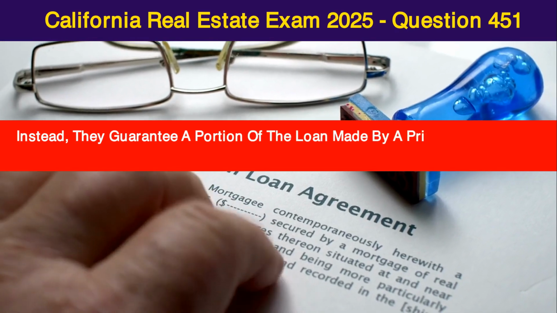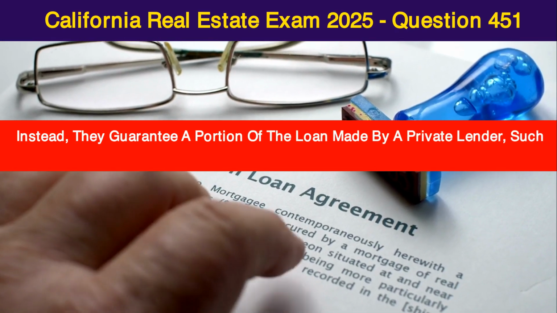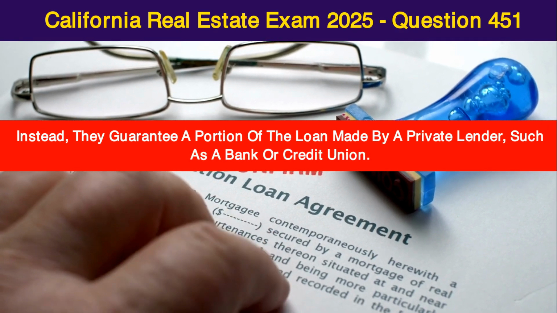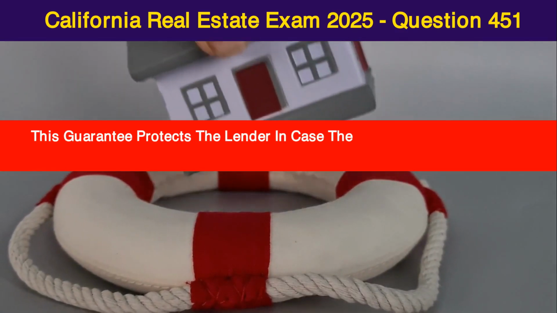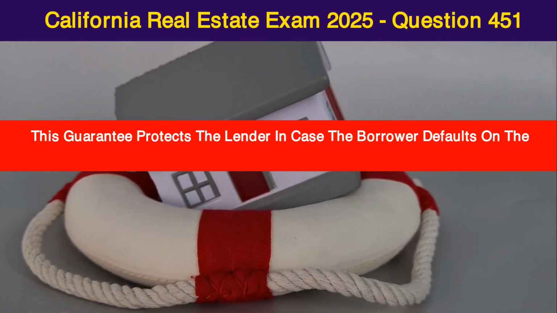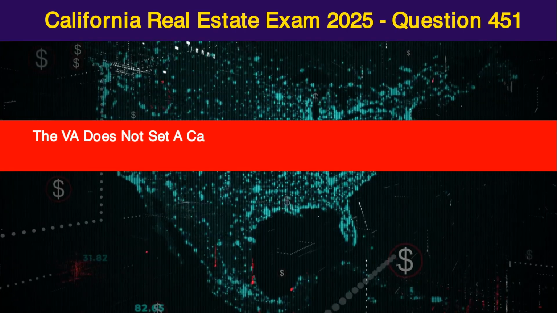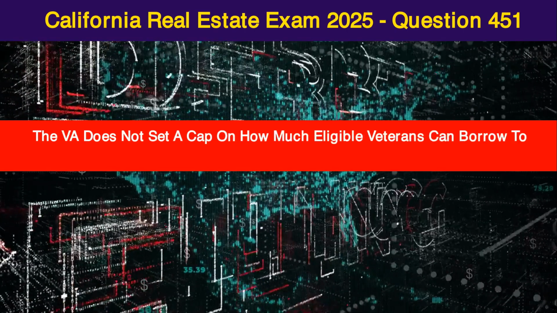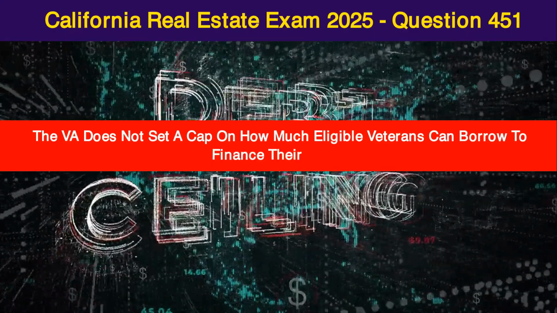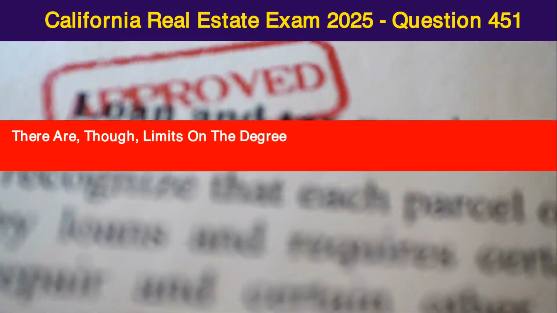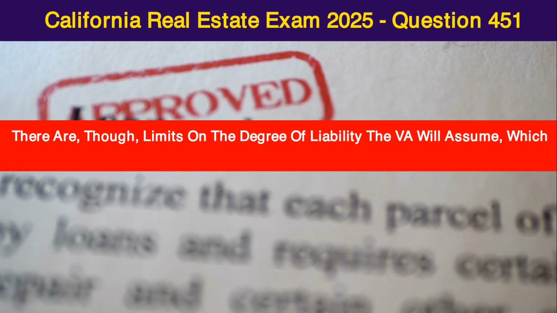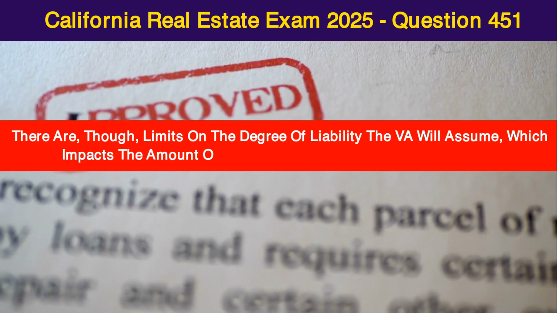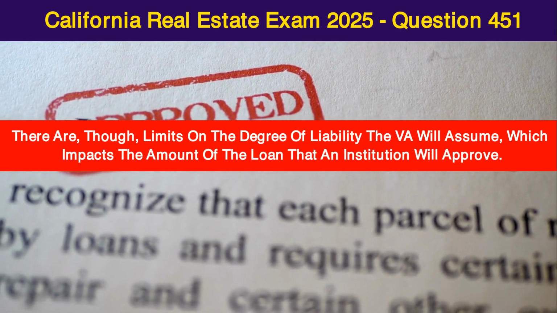Instead, they guarantee a portion of the loan made by a private lender, such as a bank or credit union. This guarantee protects the lender in case the borrower defaults on the loan. The VA does not set a cap on how much eligible veterans can borrow to finance their home. There are, though, limits on the degree of liability the VA will assume, which impacts the amount of the loan that an institution will approve.